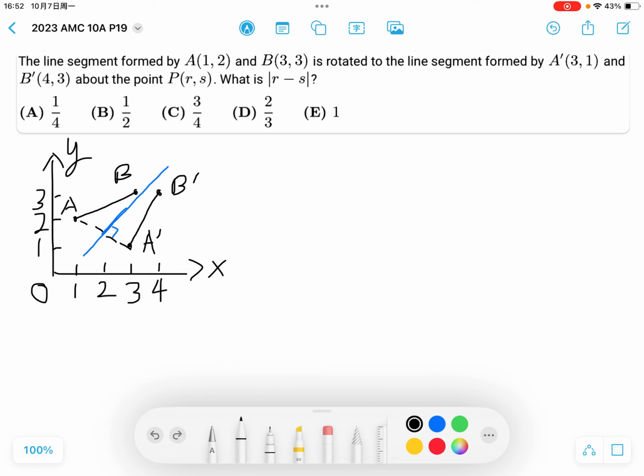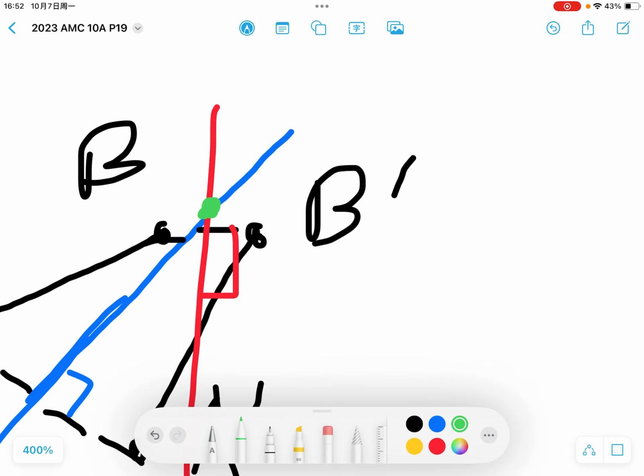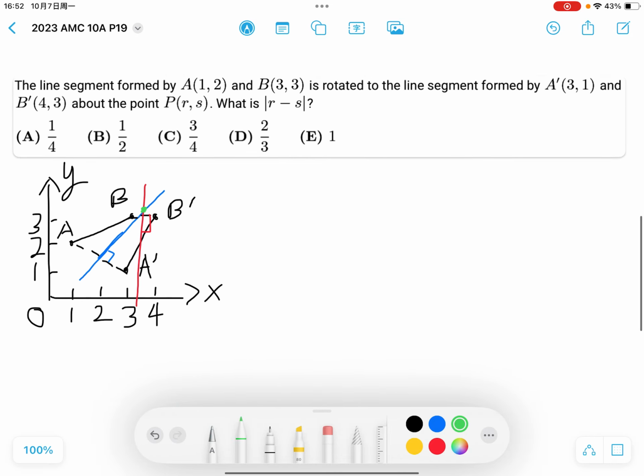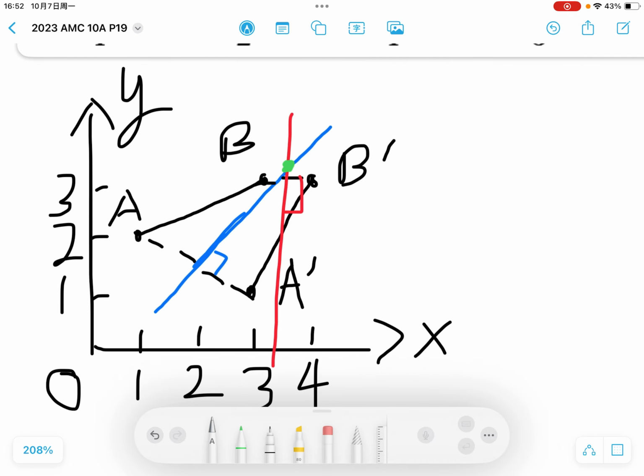Okay, so what about the perpendicular bisector of B and B prime? This is also pretty easy to do. This is just around like this. So around this line over here. This is again a right angle. So this means that their intersection point, which is this point over here, will be around where P is. Since the intersection point P is on both the perpendicular bisector of A and A prime and of B and B prime, it's equidistant from both A and A prime and equidistant from both B and B prime.